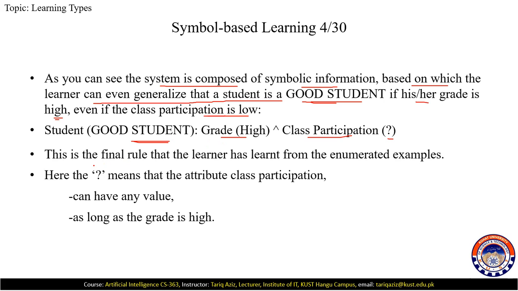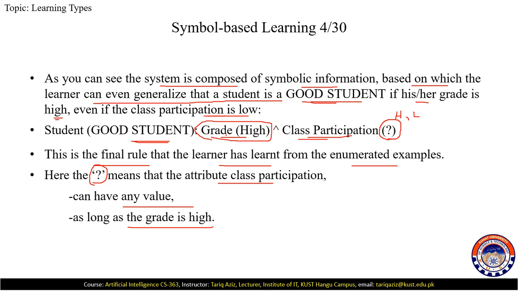Okay. Now, dear students, this is the final rule that the learner has learned from the enumerated examples, as I discussed a couple of minutes before. Here, the question mark means that the attribute class participation can have any value. It can have the value low, it can have the value high, as long as the grade is high. It can have the value high or low as far as the grade value is high.